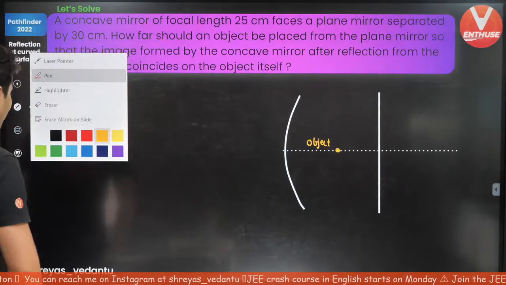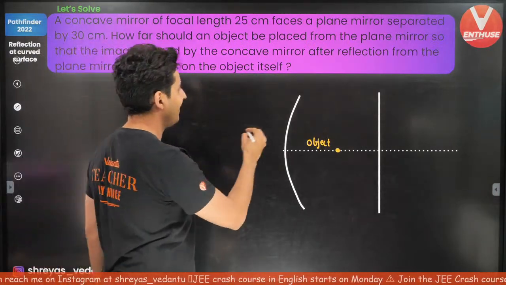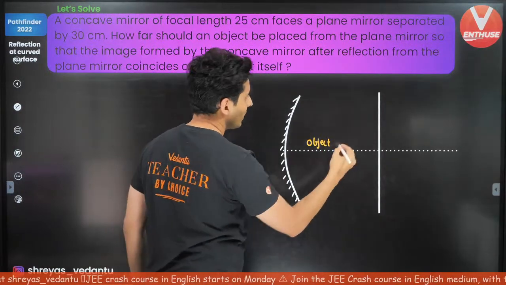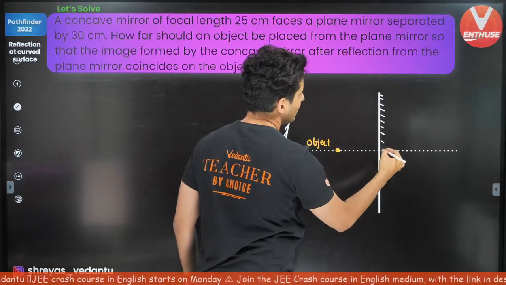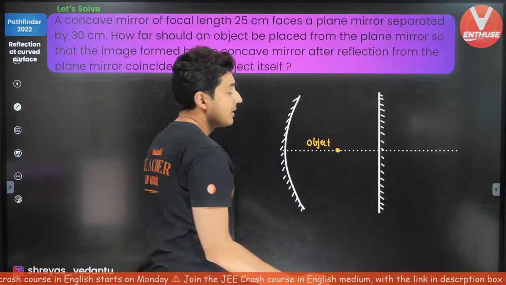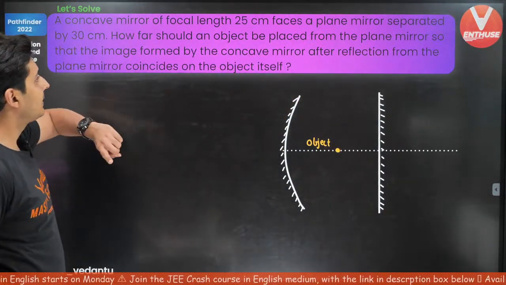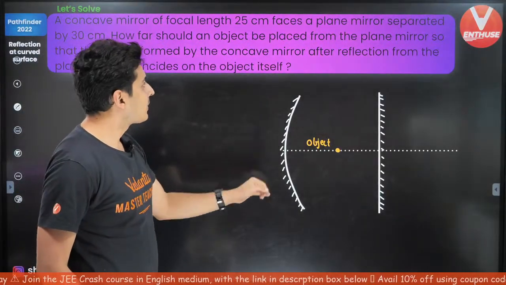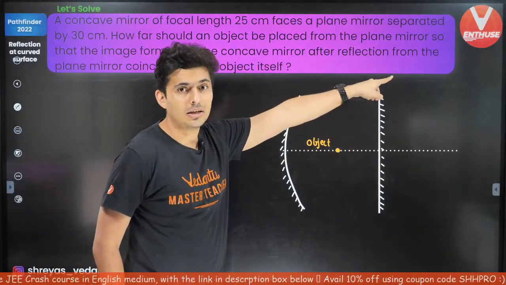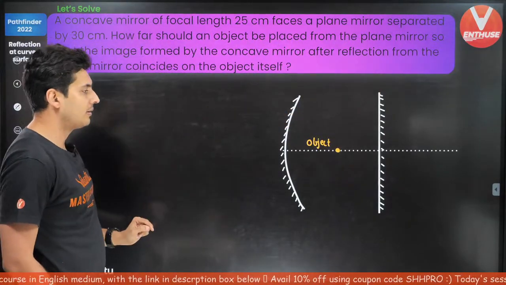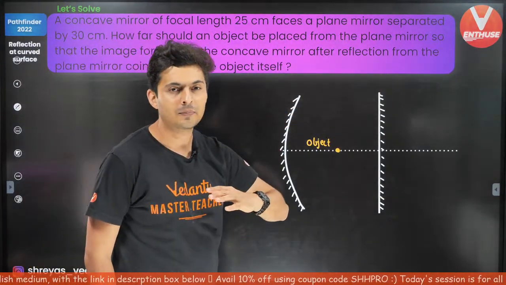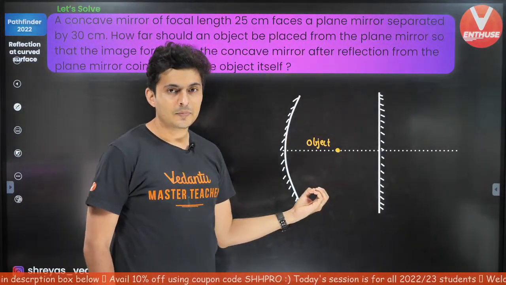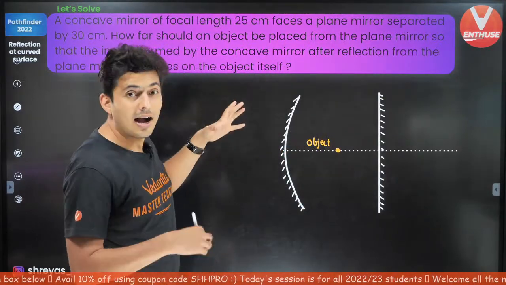So this is the silvered side, and this is also the silvered side right over here. Now observe the second statement: the image formed by the concave mirror after reflection from the plane mirror. What is the meaning of that? It just means that the rays of light, you have to find the image after the concave mirror.